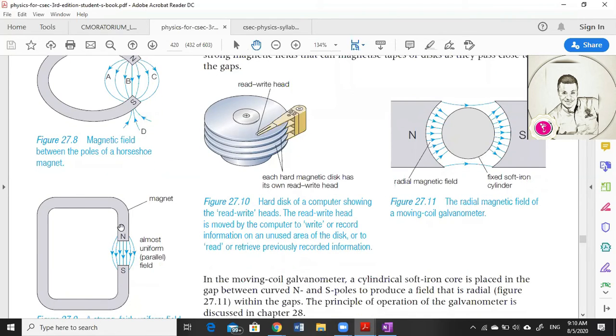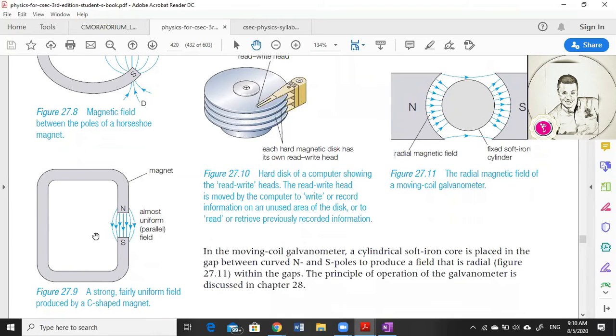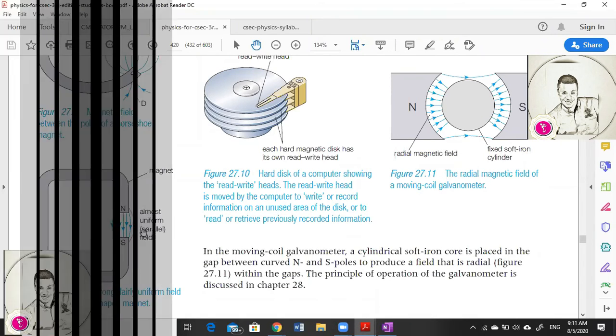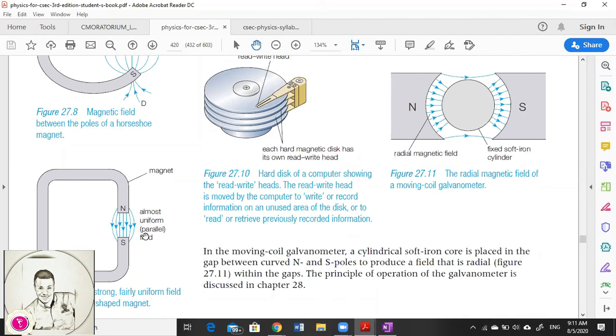And if you look at this thing to the left again, you're seeing more parallel lines in the middle here. That just goes to show that there's some amount of uniformity taking place here. So the more the poles are aligned to each other, the more uniform the magnetic field will become.